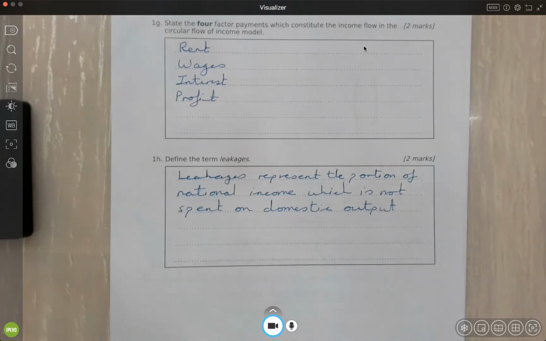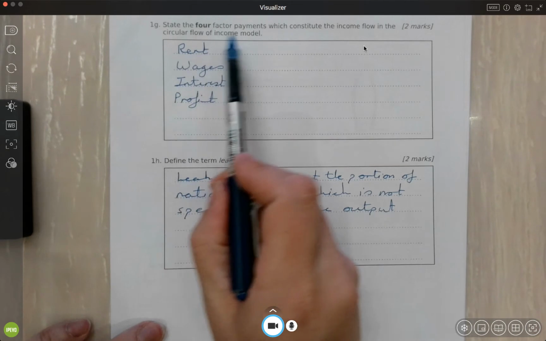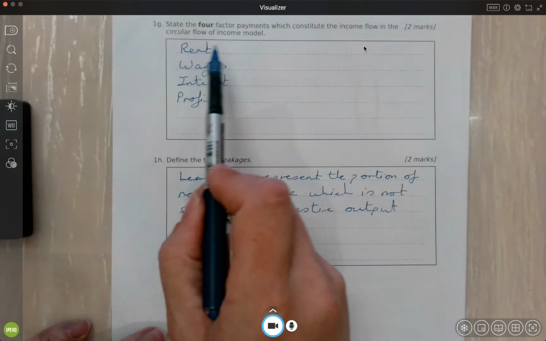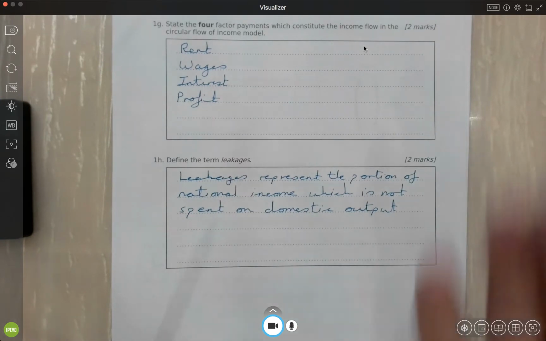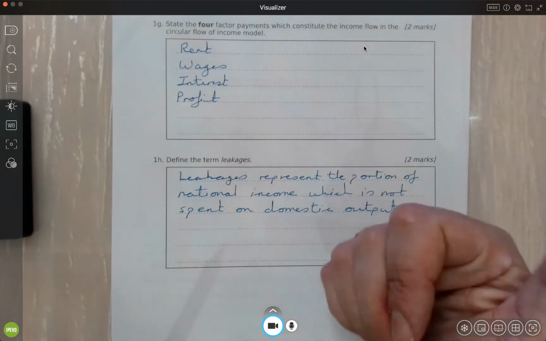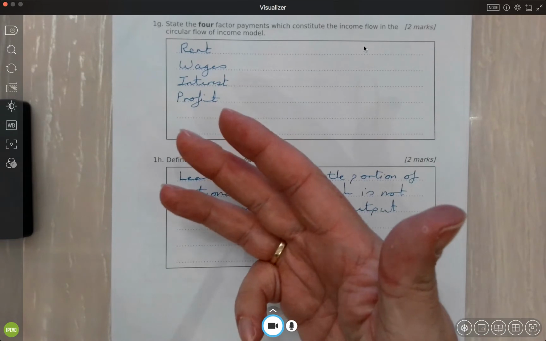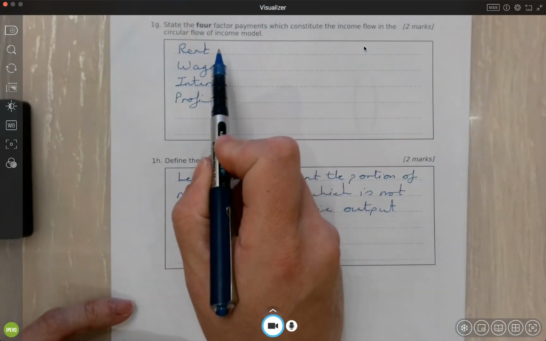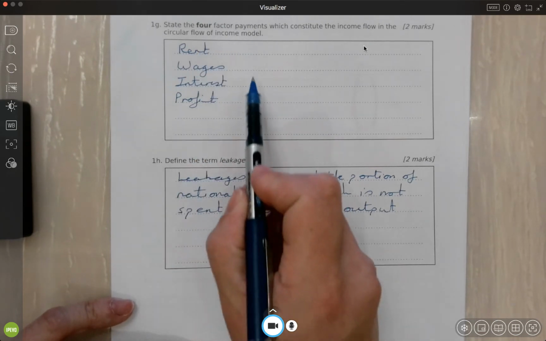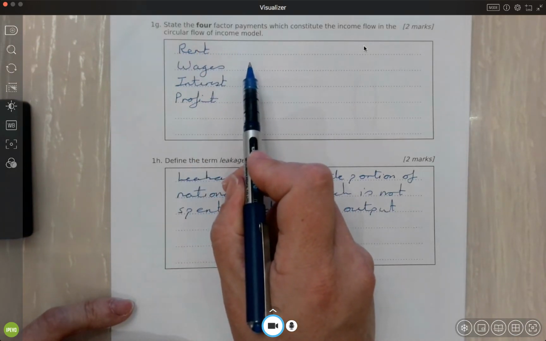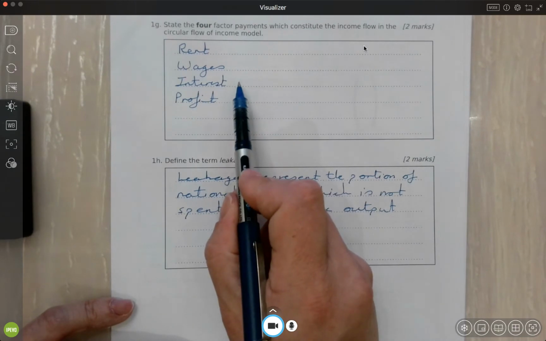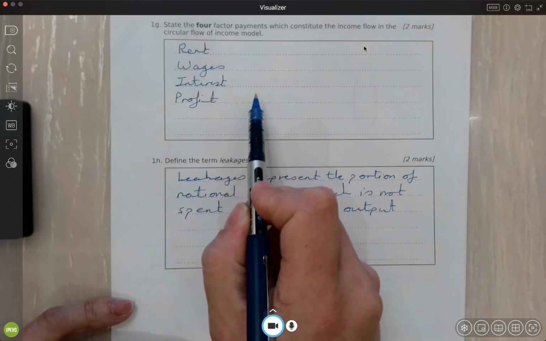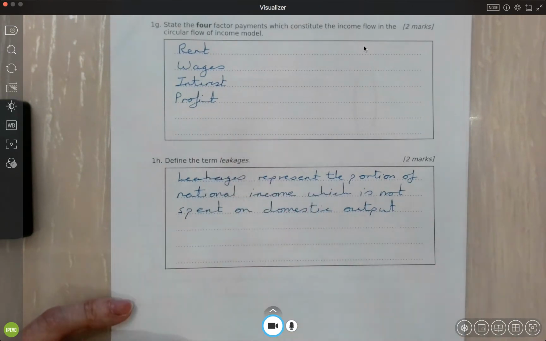The next thing it asks is state 4 factor payments which constitute the income flow in the circular flow of income model. Well, there's 4 factors of production: land, labor, capital, and enterprise. There you go, you can see all my fingers. So land, the payment that the owners of land receive is called rent. The payment that the owners of labor receive, which is workers, is called wages. The payment that the owners of capital receive is called interest. And the payment that the owners of enterprise receive, the entrepreneur, is called profit. That's all you had to do.